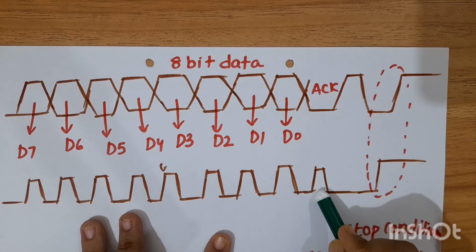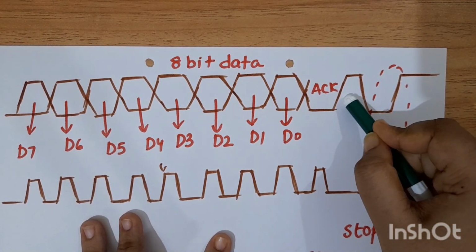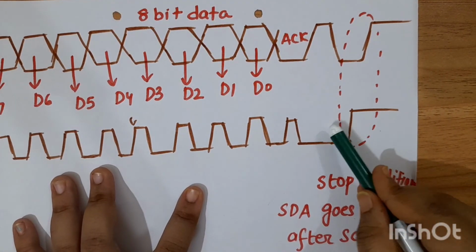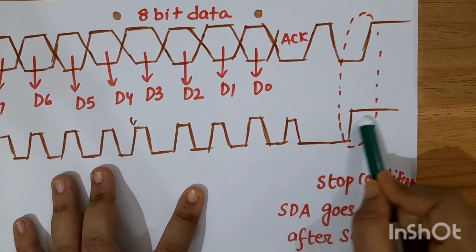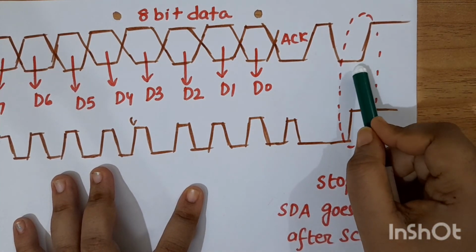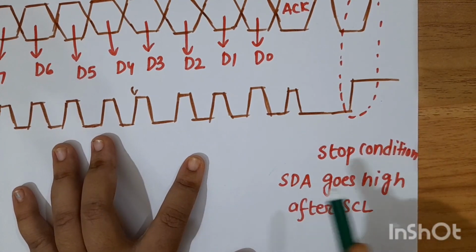After that the clock is low, so the value at the data line doesn't matter. But after that the stop condition is there. After the SCL line makes the 0 to 1 transition, the SDA line also makes a transition from 0 to 1. This condition is the stop condition. SDA goes high after SCL.